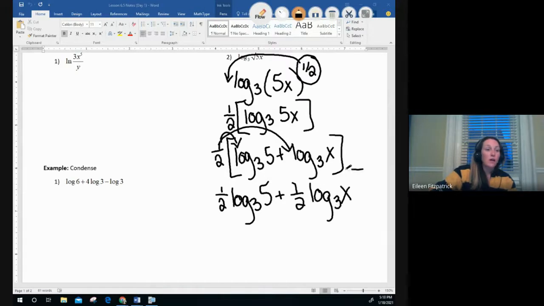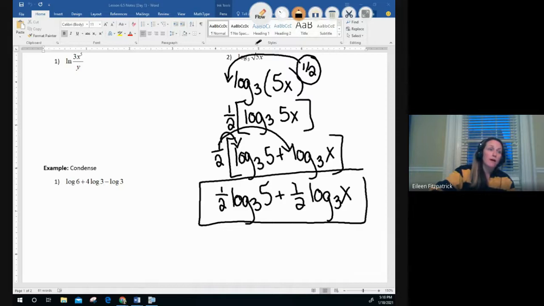x. So you can end up with the same answer as long as you understand when you put that 1/2 out in front and then you break up anything that's inside the parentheses, that 1/2 has to be applied. You're going to have to distribute it. Okay. And sometimes students forget to do that.